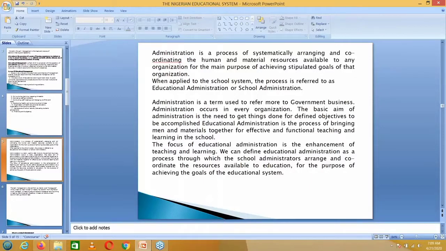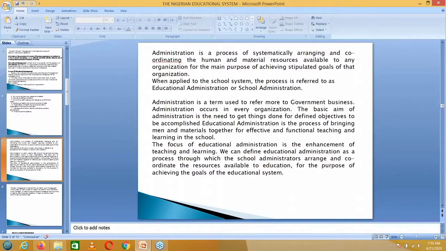We can also define it as a process through which the school administrator. Who are the school administrators? You are talking of the principal, the vice principal, the head teacher, the proprietor, and the likes. That's in secondary schools and primary schools. But when we talk about school administrators in tertiary institutions, you are looking at the VC, the deputy director, the assistant VC, and everybody in that seat, in the management, those that are managing the school. They are the school administrators.